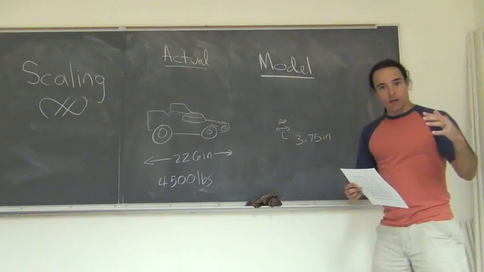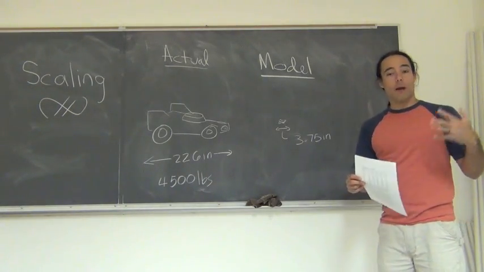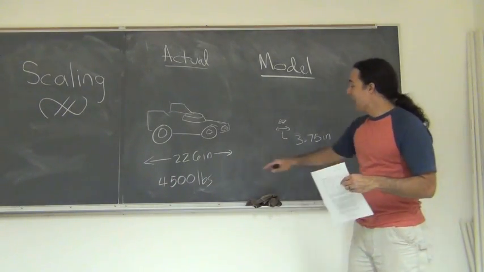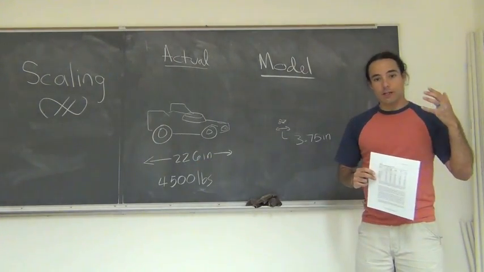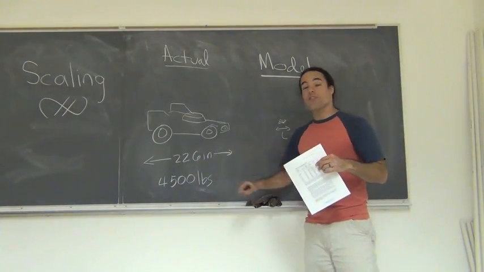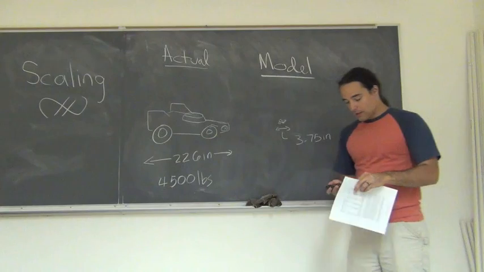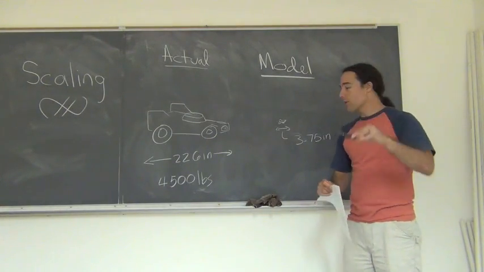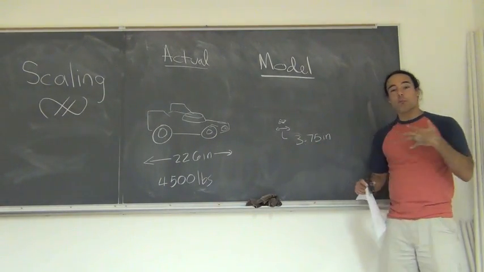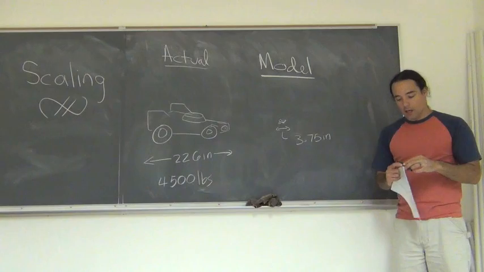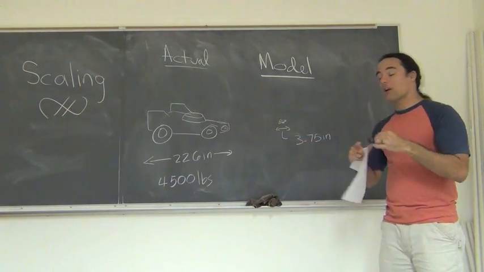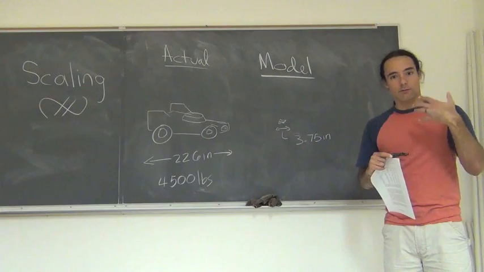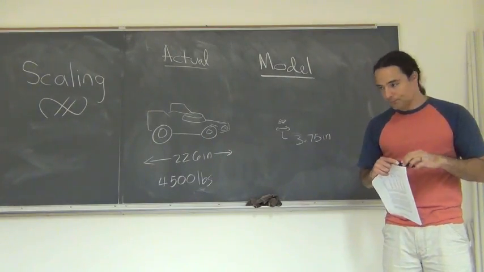So I went online to Wikipedia, looked up some stuff about the actual Batmobile, and here's some figures I came up with. It's about 226 inches long. It's about 4,500 pounds. Now here is my model Batmobile. It's about 3.75 inches long. We're going to try to see if we can calculate how much it weighs just based on a scaling relationship.